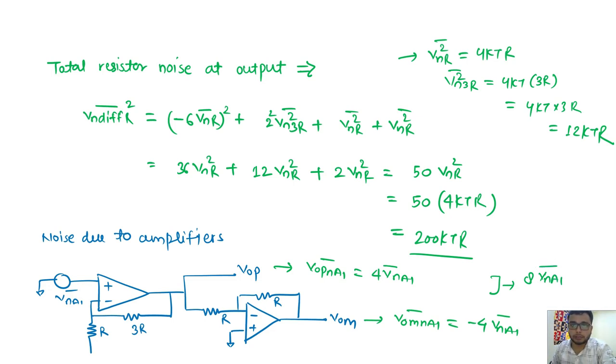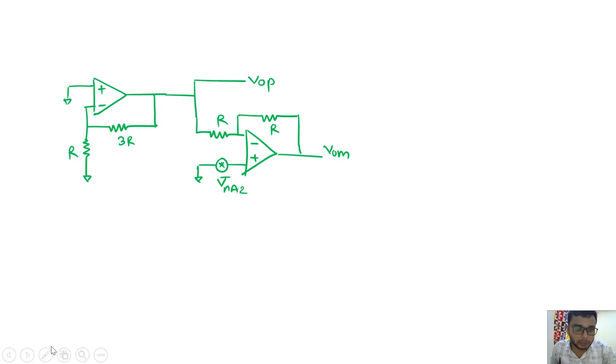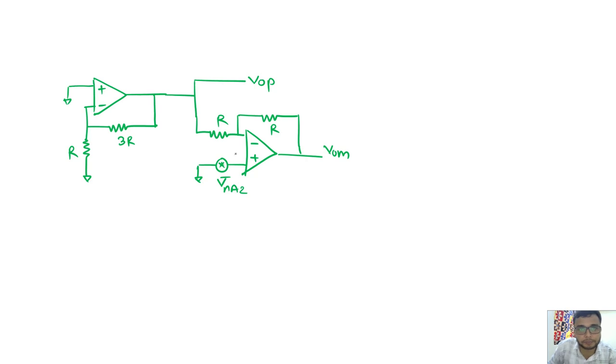So for the noise source of this transistor only, I am just telling here, if this is the only noise source for this, not here. Better to consider it at this other terminal. I will draw again fast. This is 0 now. This is 3R. So if I am considering noise of amplifier 2 at its non-inverting terminal, then what is the result?